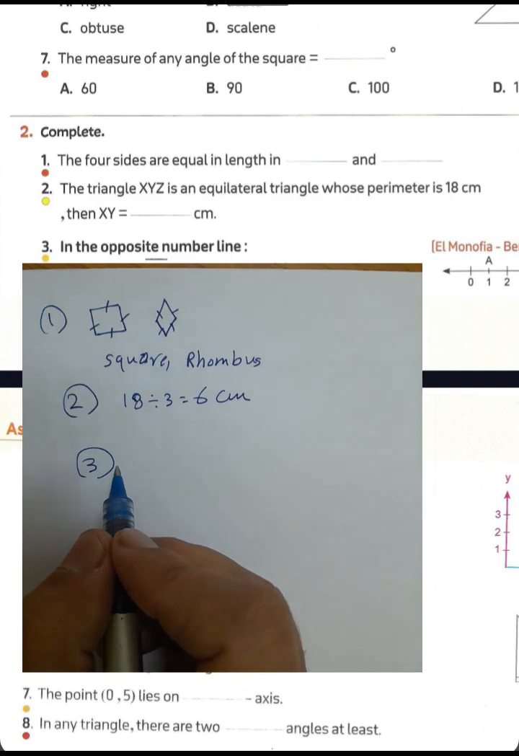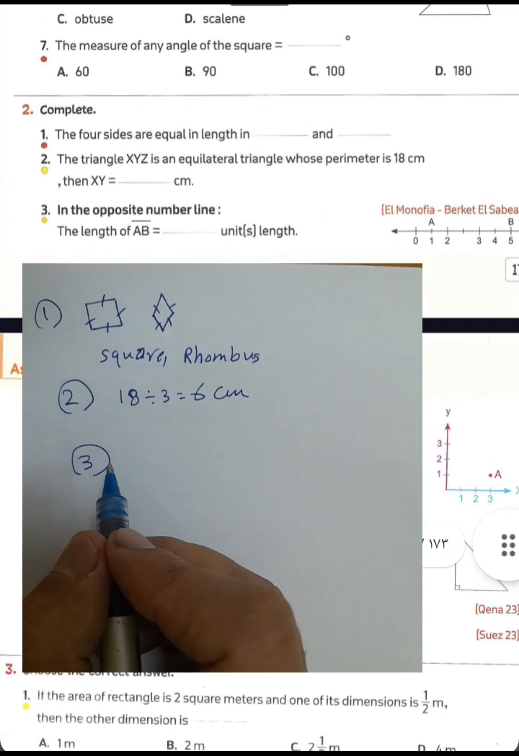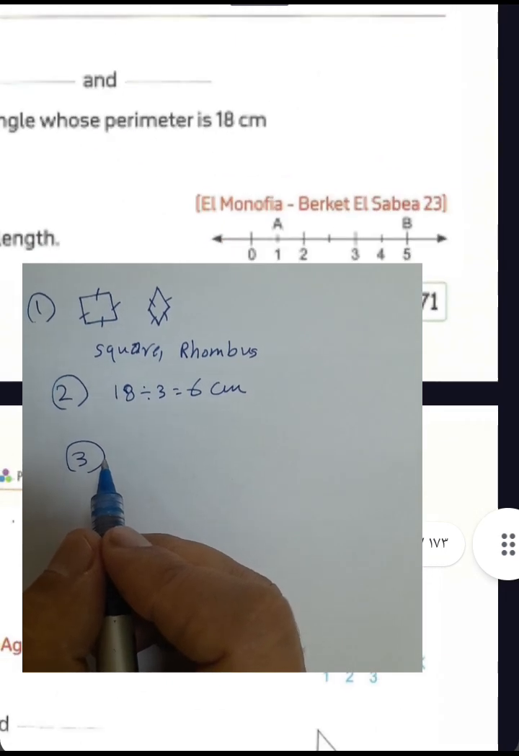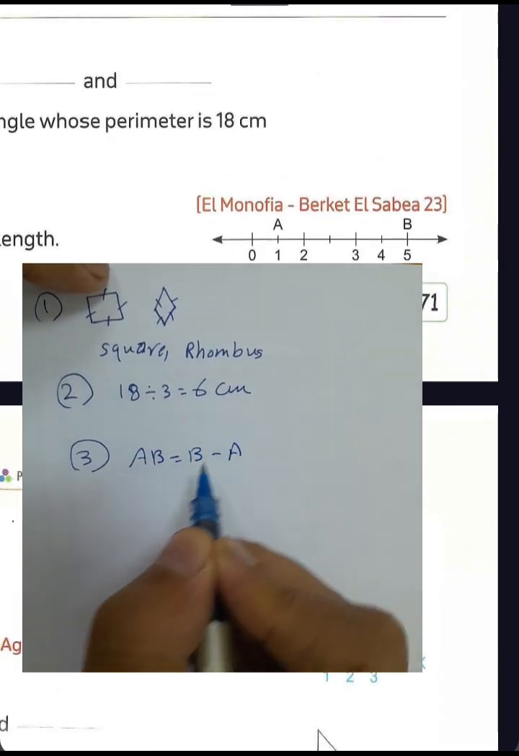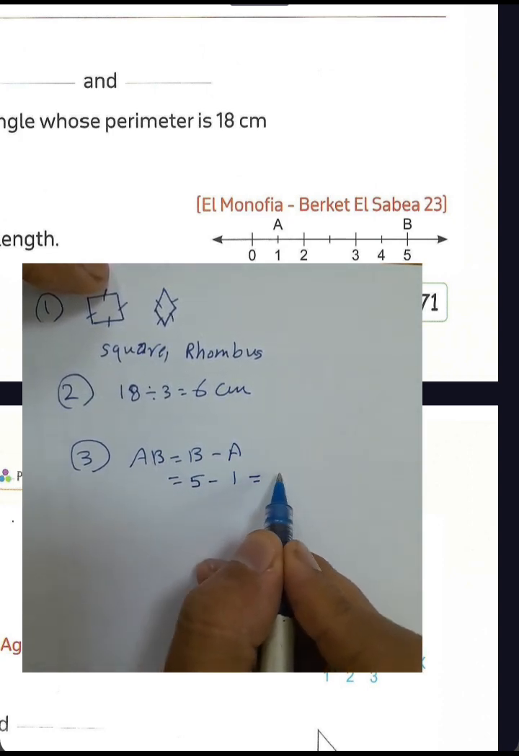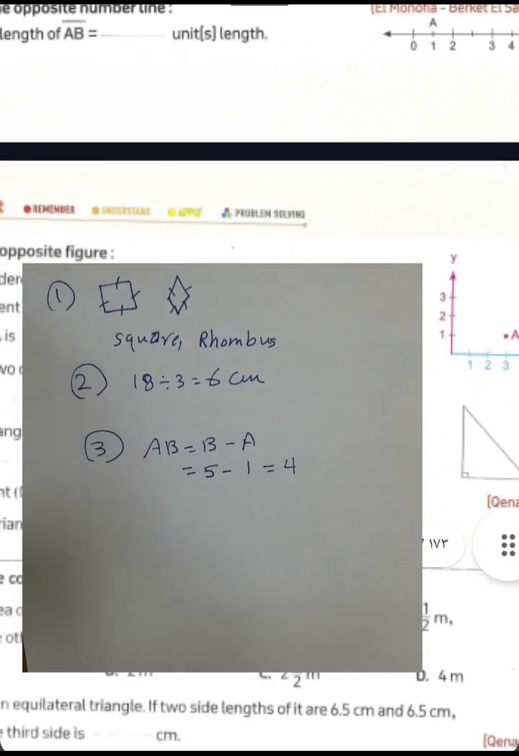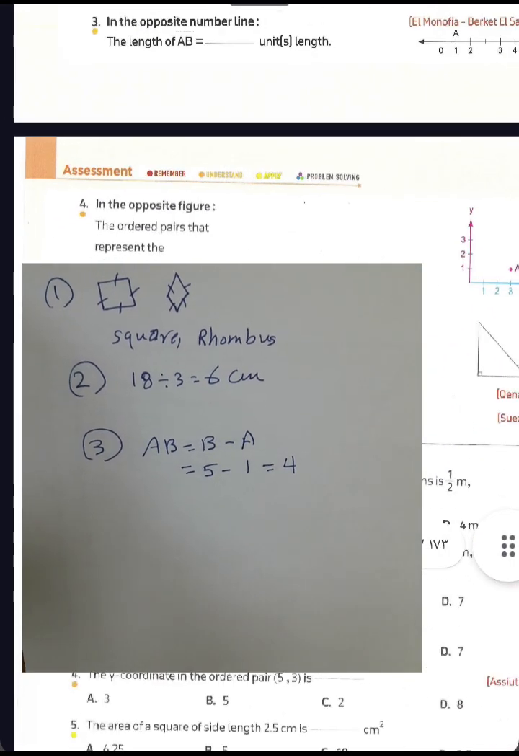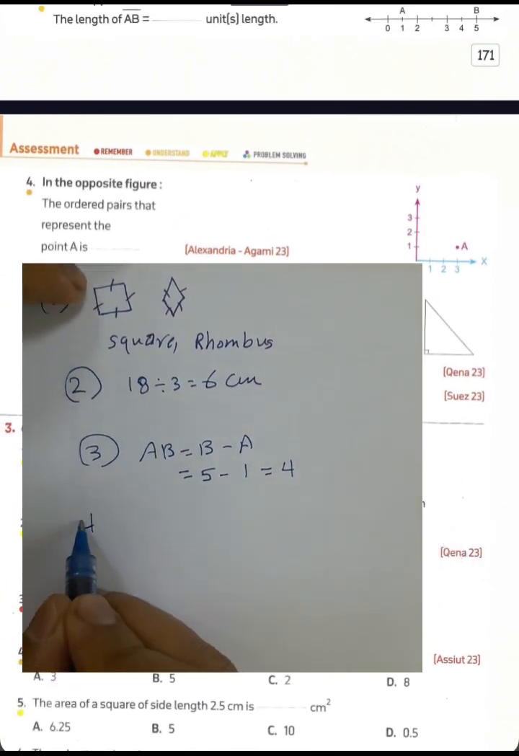Question number 3. In the opposite number line, we can find the length of AB. The distance from A to B equals B subtract A. B here is 5 units and A is 1. 5 minus 1 equals 4. Then we have 4 length units.